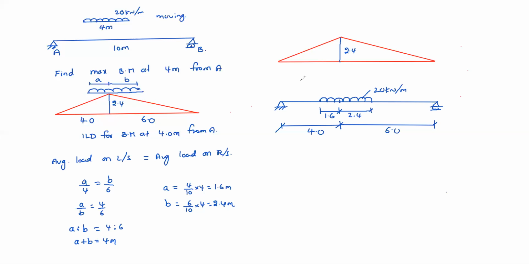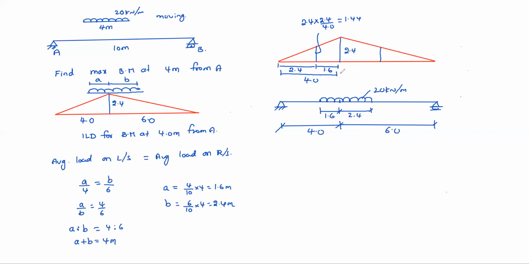So at 4 meters it is 2.4. So 1.6 on the left side means this will be 2.4, right? So this ordinate will be 2.4 multiplied by 2.4 by 4, that is 2.4 into 0.6, which is 1.44. Similarly, here it is.